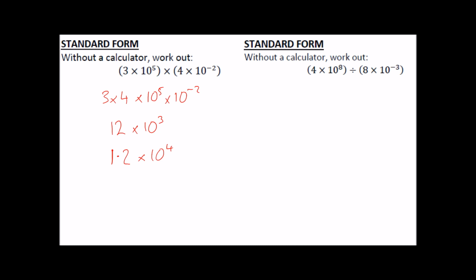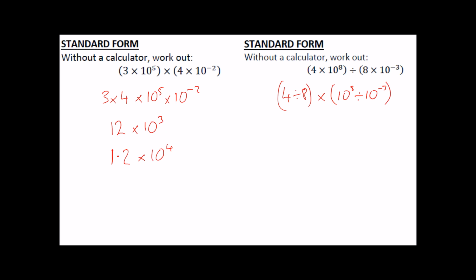With division, we do exactly the same, so we're going to group the 4 and the 8 together, so we're going to do 4 divided by 8, and that would be still times 10 to the power of something, but then we need to divide the powers as well. So 10 to the power of 8 divided by 10 to the power of minus 3.